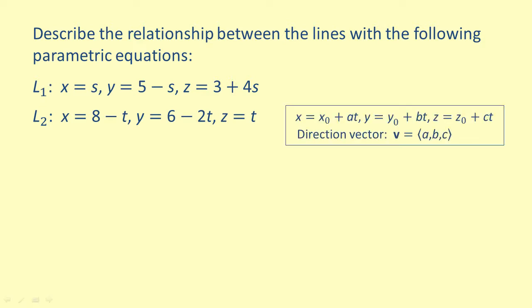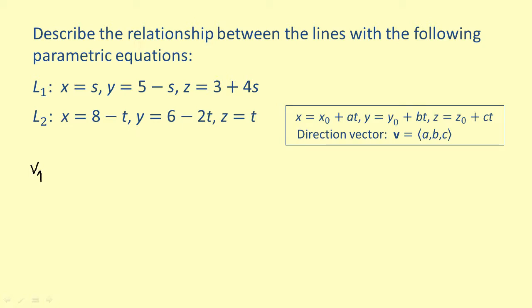Recall that when working with the parametric equations of a line, the coefficients of the parameter, a, b, and c for each of x, y, and z respectively, give the direction vector a, b, c for the line. So the first thing we want to determine is whether or not the direction vectors are parallel.